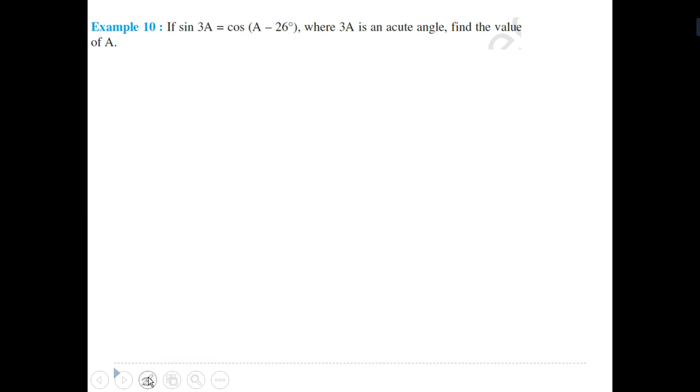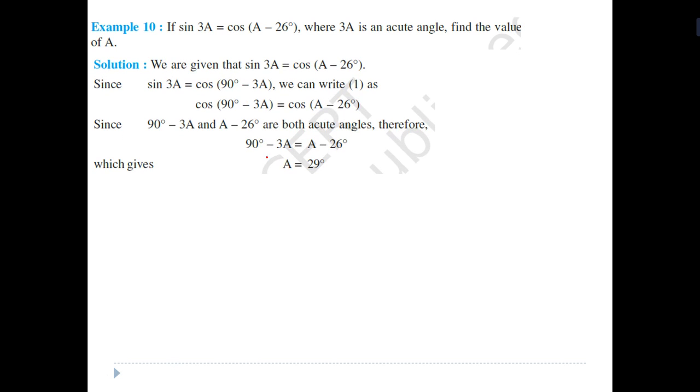Now let me see according to the text how you have to solve. We are given sin 3A is equal to cos A minus 26 degree. Sin 3A is equal to cos 90 minus 3A. Instead of sin, I remove it and write cos 90 minus 3A. Now comparing with cos, 90 minus 3A is equal to A minus 26 degree. So that is 4A is equal to 116, so A is equal to 116 divided by 4. 4 nines are 36, so we can get 29.